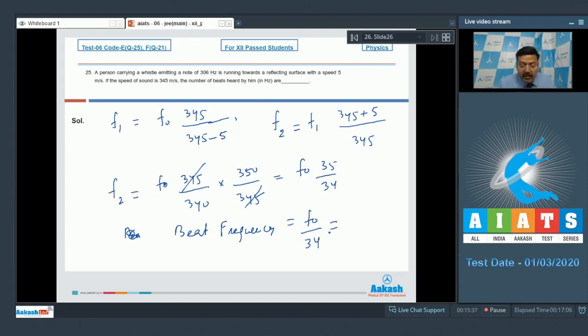And let's look at the value of F0. F0 was given as 306 Hertz, and this we divide by 34, and this is exactly 9 Hertz. So the beat frequency heard by the person would be 9 Hertz. So our answer would be 09 for this particular question.